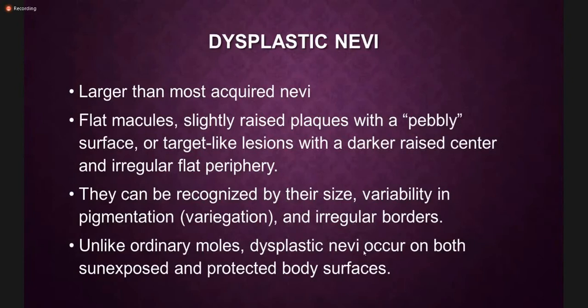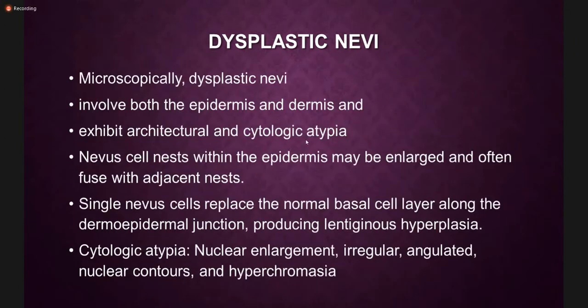Unlike ordinary moles, dysplastic nevi occur on both sun-exposed and protected body surfaces. Microscopically, dysplastic nevi involve both the dermis and the epidermis, which means that they are compound in form. They are present in the epidermis as well as in the dermis, and they exhibit some architectural and cytological atypia. So the nevus cell nest within the epidermis may be enlarged and often fuse with the adjacent nest.